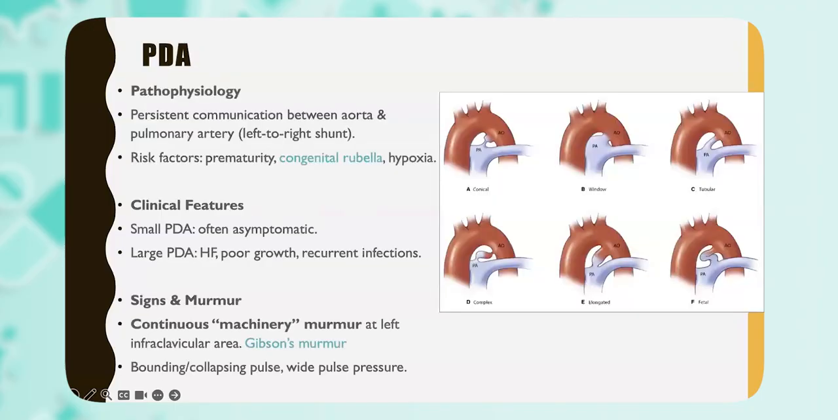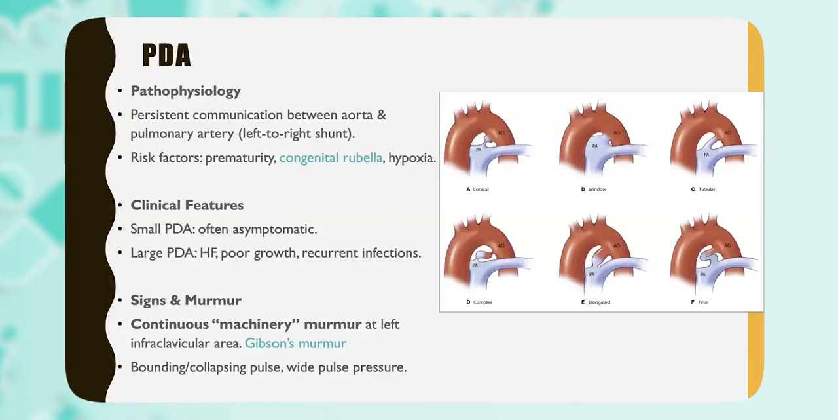Okay. PDA, the pathophysiology is persistent communication between the aorta and the pulmonary artery, so left to right shunt, volume overload of the pulmonary circulation, pulmonary hypertension development, reversal of shunt. Risk factors are premature babies, congenital rubella, hypoxia. Clinical features: small PDAs are often asymptomatic, larger ones present with heart failure, poor growth and recurrent infections.